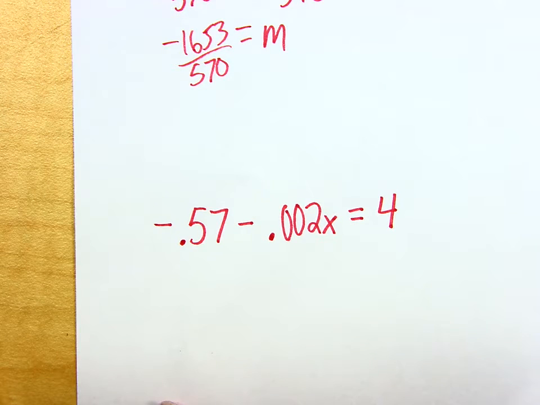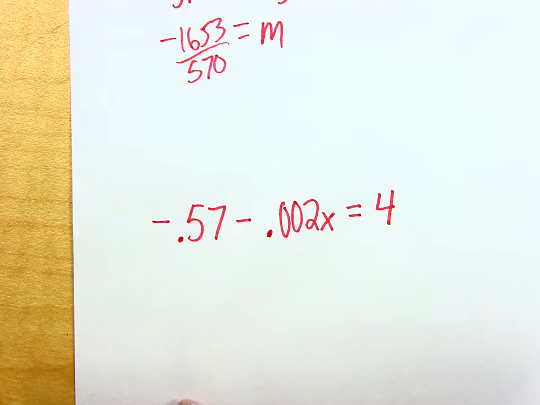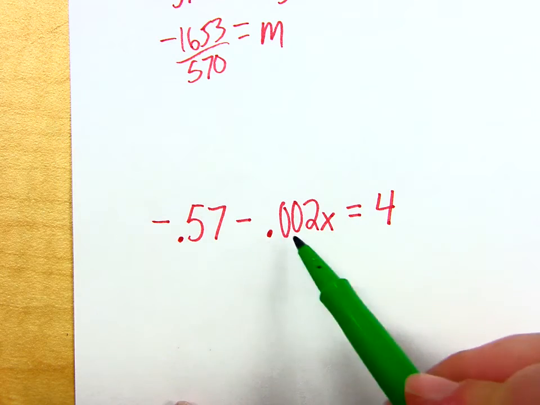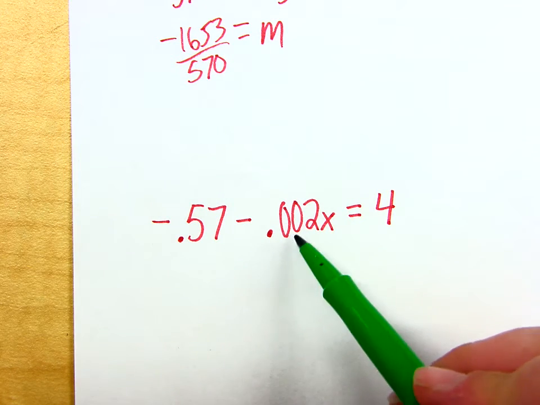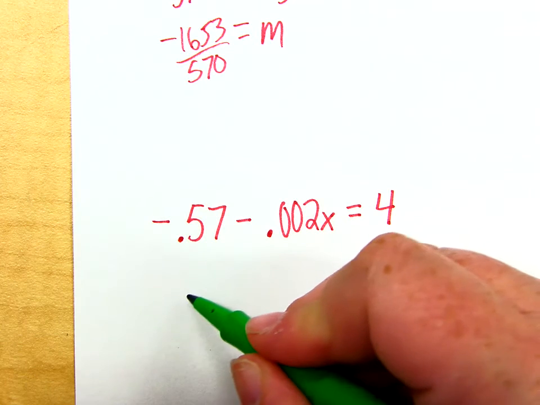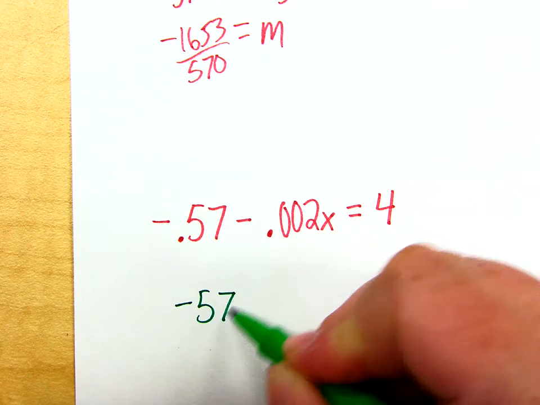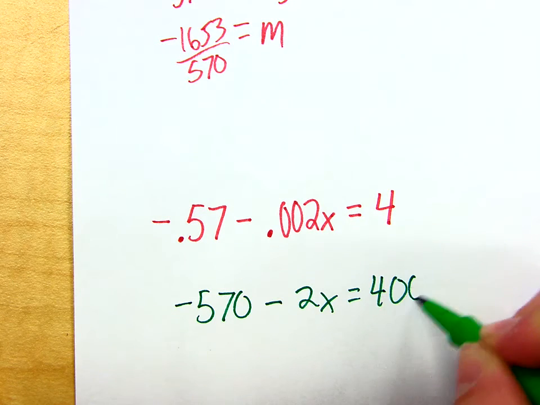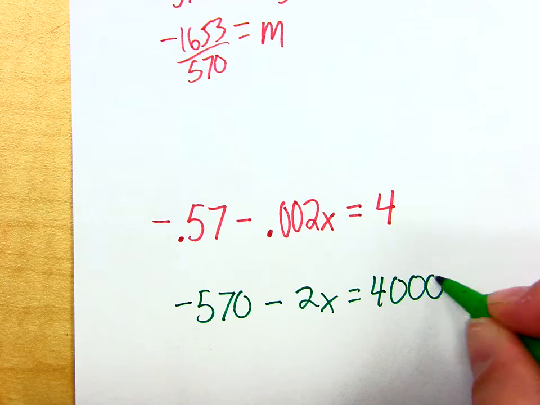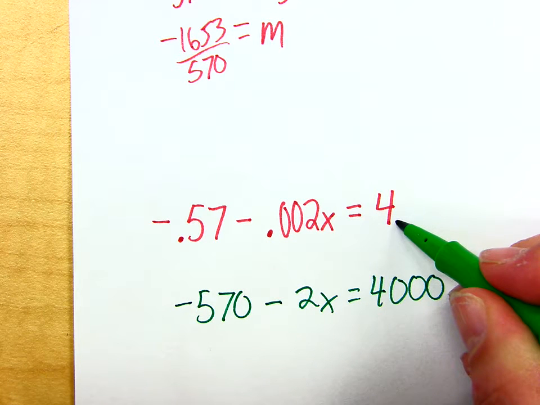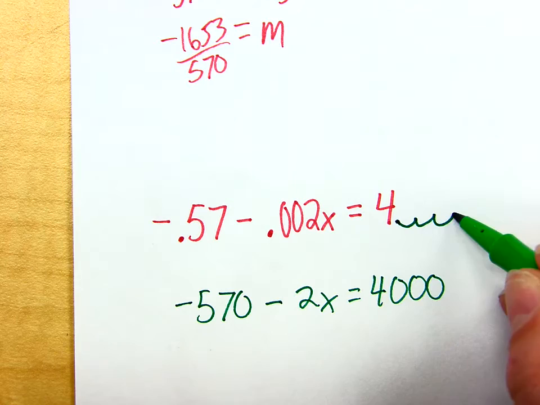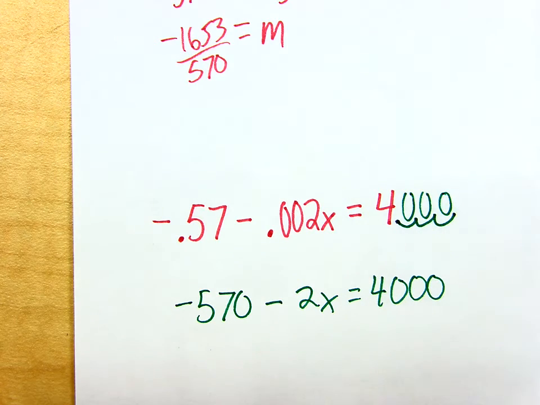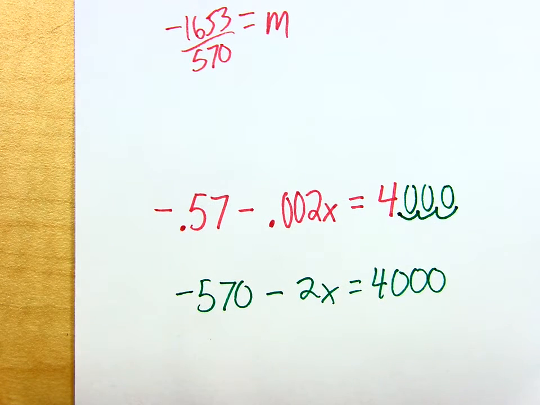Yes. I would move everybody's decimal 3 places to the right, because the most decimal places I have in any one number is 3. So if I move everybody 3 decimal places to the right, I'm going to have negative 570 minus 2x equals 400. No, 4,000, right? The decimal's normally here. I got to go 1, 2, 3. 4,000. Ooh, we almost made a big mistake. And now, just solve like normal.